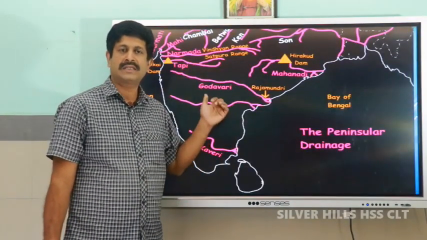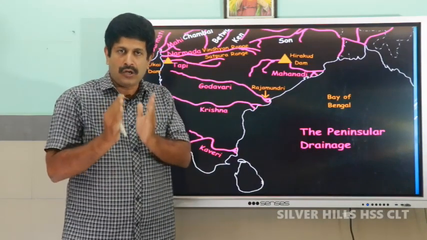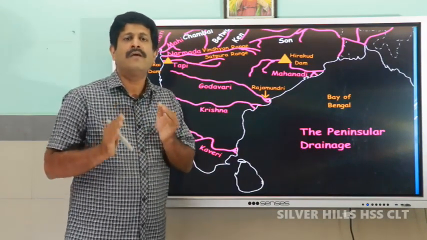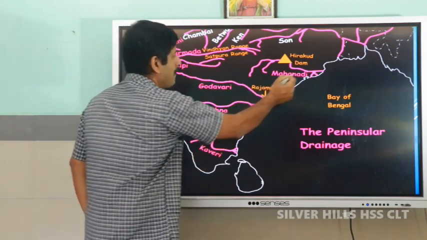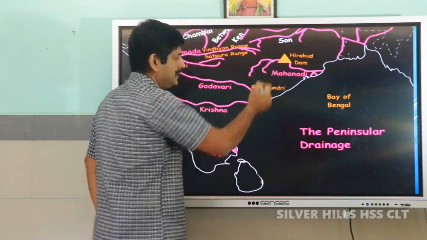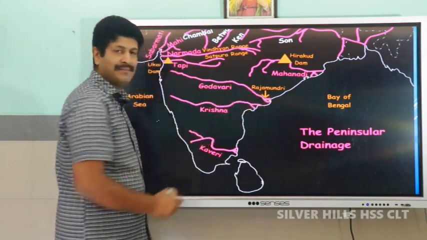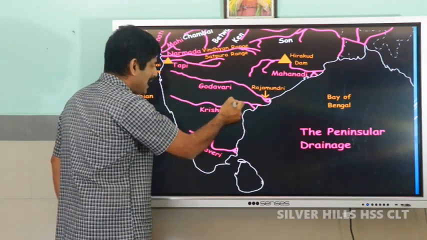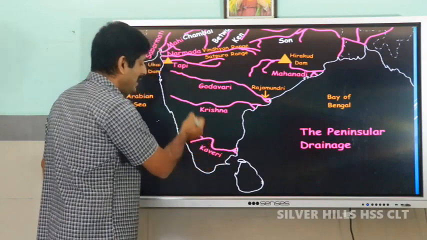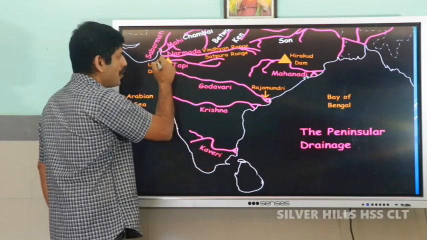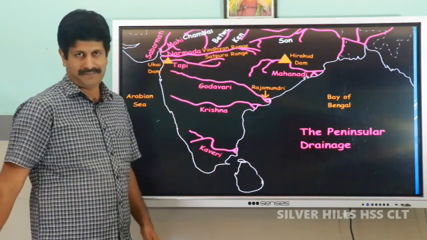Now we will move towards the Peninsula Rivers. Here there are certain important rivers that we have to label in the map. The first one is Mahanadi. You can see the Mahanadi. Then here we can see the Godavari. Then we have the Krishna. Then we have the Kaveri. Here two more are there, Narmada and Tapti.